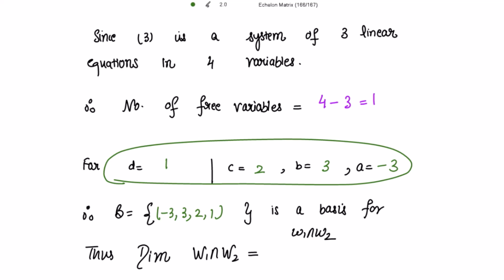Please remember, you always have to write the format like this: A, B, C, D, the values accordingly, right? Okay. So this forms the basis for W1 intersection W2 and the dimension for this is 1 because we have only one element. Okay.